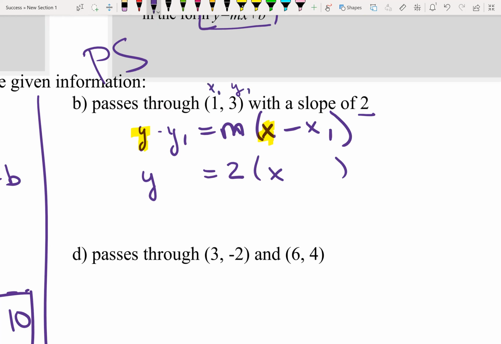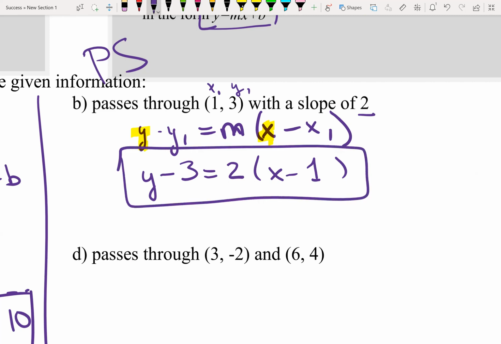And notice it says y minus. So y minus, let me plug in the 3. Over here, it's x minus. I'm going to plug in the x value, which is 1. That's actually the entire equation. So it's really nice when we have a slope and a point to use this form because it's just simply plugging in the slope and the point and you're done. You don't have to do a lot more solving besides that.